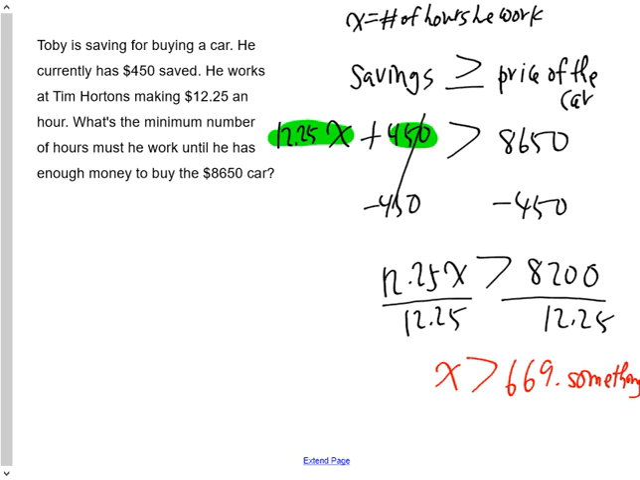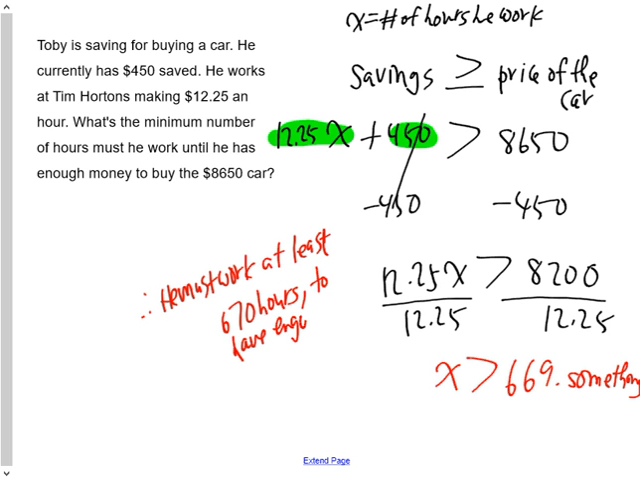So since he can't work part hours, he has to work greater than 669 point something. So on my number line, therefore, he must work at least 670 hours to have enough money. Because he can't work 669 hours because that won't be enough, right? He has to work more than that.